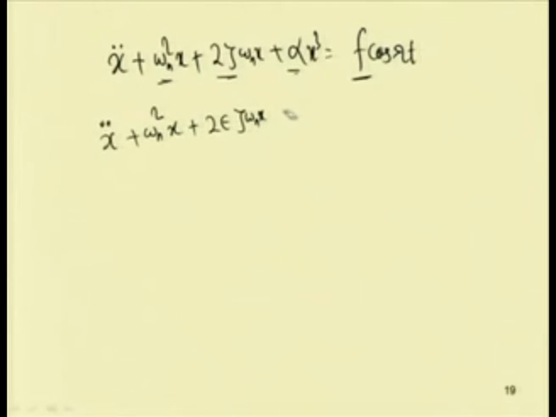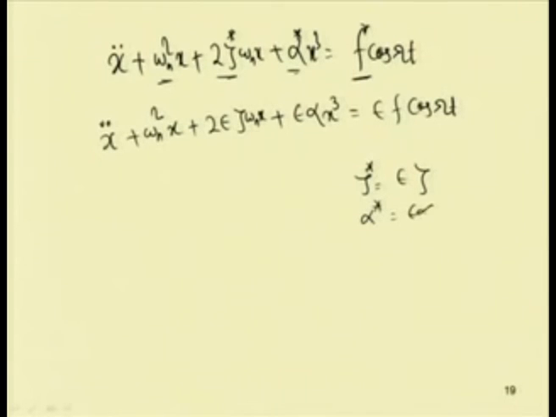So, let me put this as alpha star, this as zeta star and this as f star. So, I can write this equation as alpha x cube equal to epsilon f cos omega t, where zeta star equal to epsilon zeta, alpha star equal to epsilon alpha and f star equal to epsilon f.